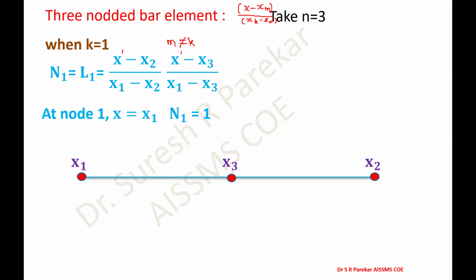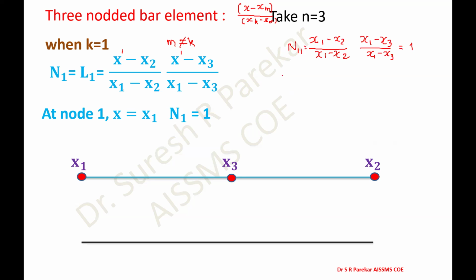So now we will go with at node 1, x equal to x1, and then n1 becomes 1. Now you can see I will put x equal to x1. So what I will get? I will get x1 minus x2 upon the same x1 minus x2, and second term also the same, x1 minus x3 upon x1 minus x3, and then this value is 1 because we have numerator and denominator same. So I can write it as shape function of 1 at node 1.